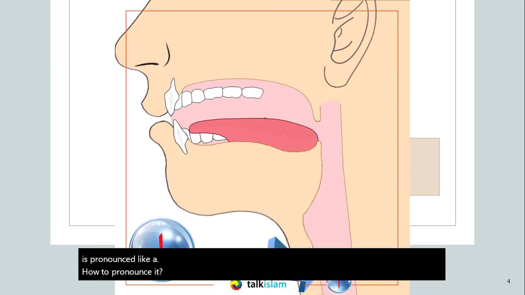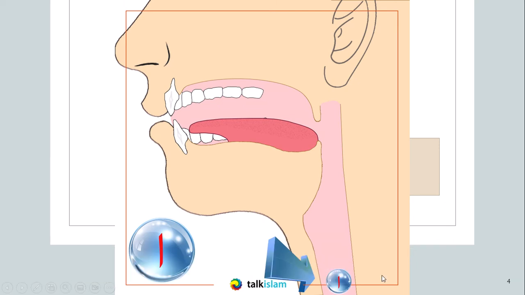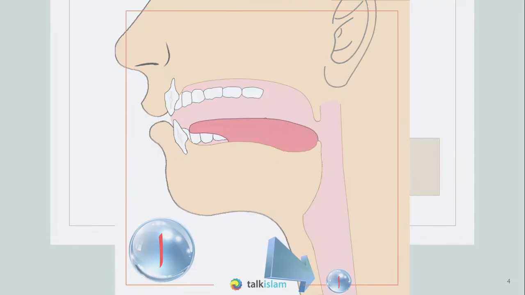Actually, it's pronounced from where the junction between the chest and the bottom of the throat meet. Okay, so as we can see here, it's where the junction between the beginning of the chest and the throat bottom meet. A, a, a. This is حرف الألف.